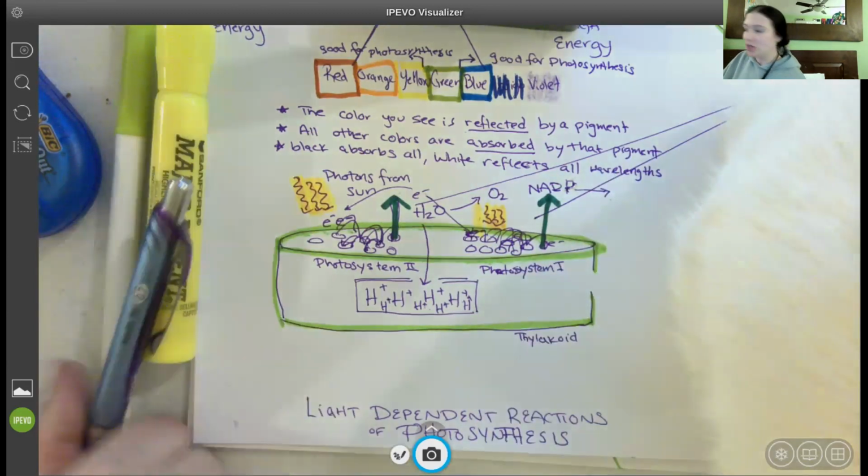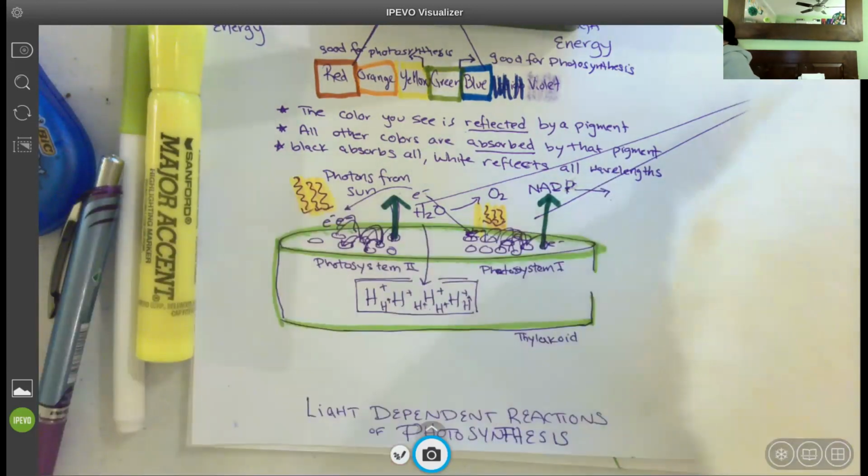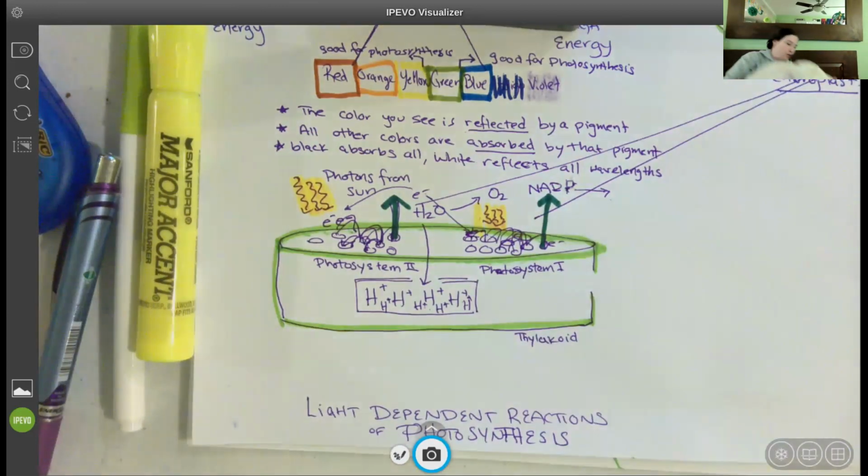Hold on, we need to move the cat. Can't really tell because he's almost paper colored, but come on, bud. Don't bite me.